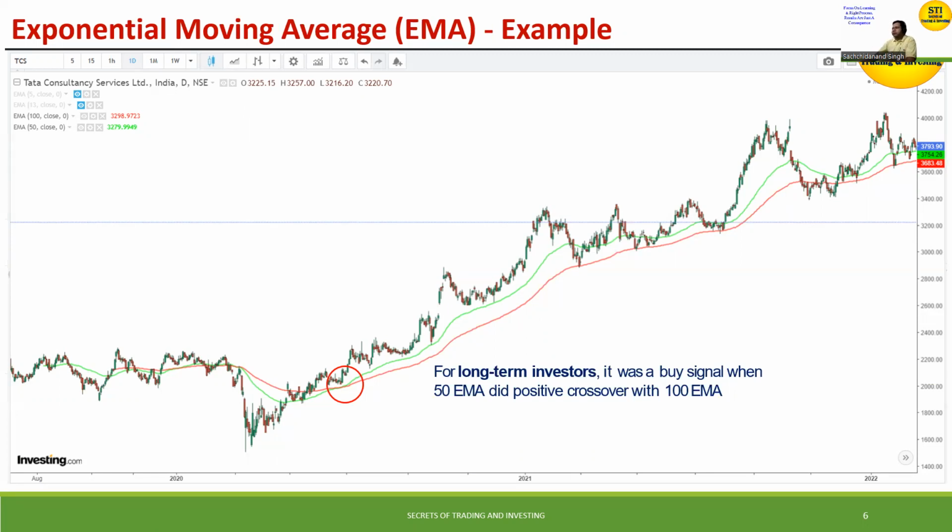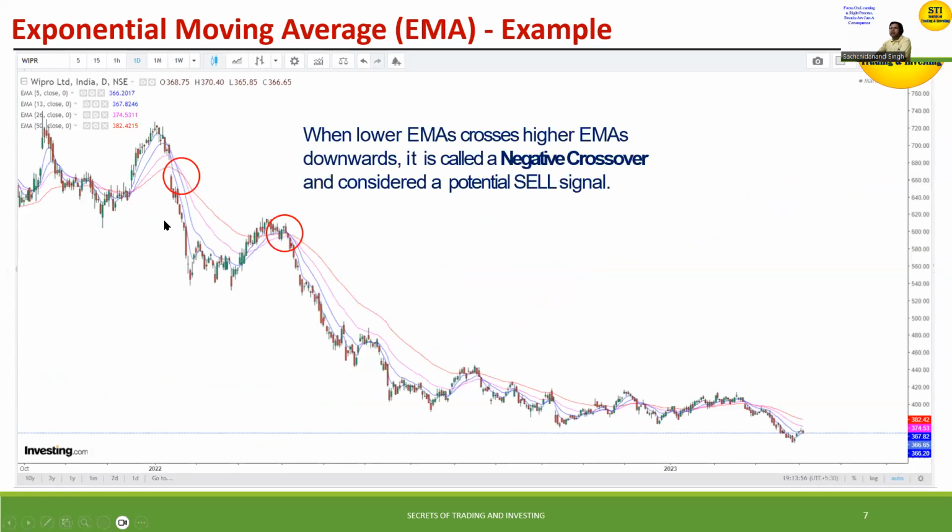Okay, so if the EMA of the lower time frame is crossing over in the upward direction, it is called a positive crossover. And if the lower time frame is crossing the higher time frame in the downward direction, this will be known as a negative crossover, which is a potential sell signal.